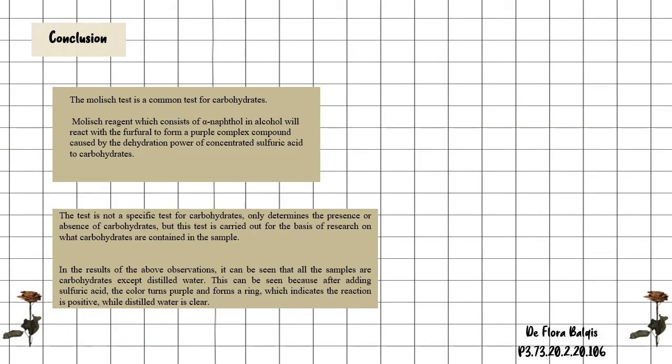Okay, finally we can get the conclusion of this Molisch test. The Molisch test is the common test for carbohydrate. Molisch reagent, which consists of alpha-naphthol in alcohol, will react with furfural to form a purple complex compound, caused by the hydration power of concentrated sulfuric acid on carbohydrates. The test is not specific for carbohydrate; it only determines the presence or absence of carbohydrate. But this test is carried out as the basis of research on what carbohydrates are contained in the sample.